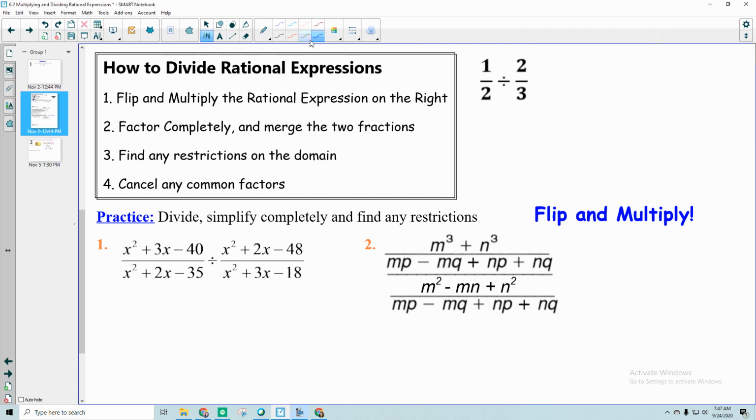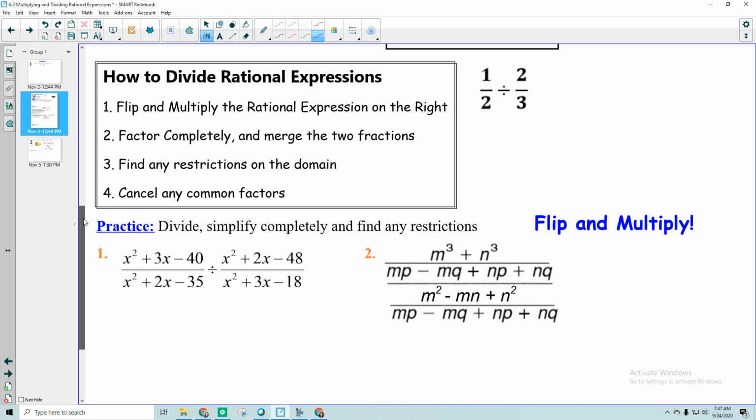Now we're going to take a look at some division problems. So how would you divide rational expressions? The first step is you're actually going to take the rational expression that is on the right. So here that would be 2/3. And we will flip this and multiply. So we're going to change every division problem into a multiplication problem.